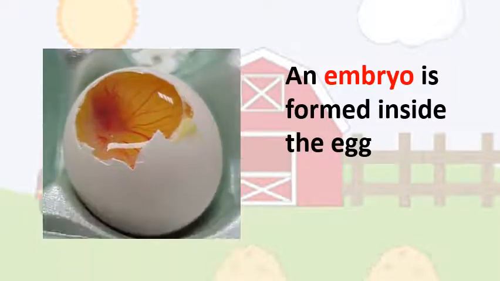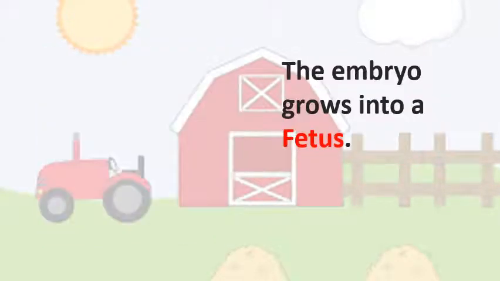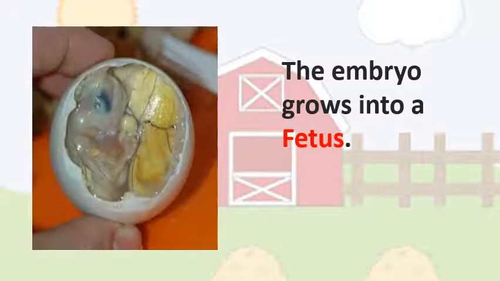Now, inside the egg there is an embryo. As you can see inside the egg, we have an embryo. Now, this embryo will grow a little bit bigger and it will become a fetus. First, this baby is going to be very small, we call it an embryo. Then it grows to become a fetus, and this is the fetus.